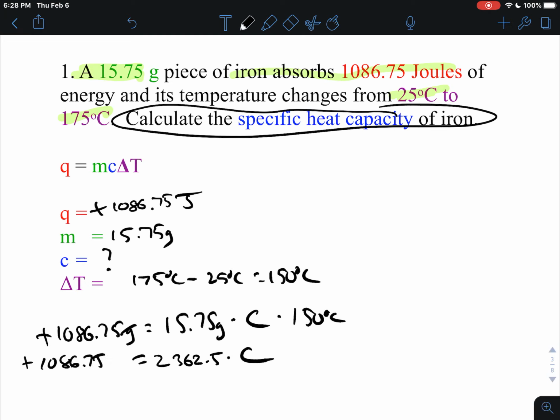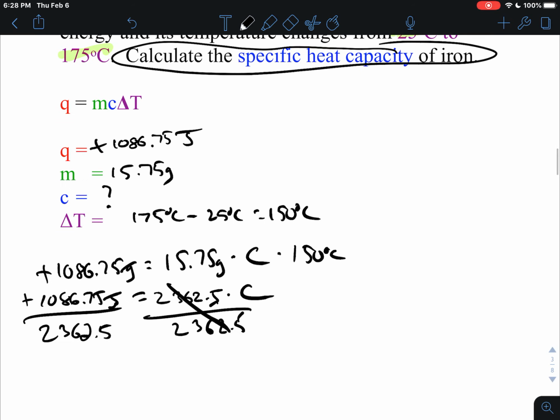Now we just need to divide both sides by 2,362.5. The 2,362.5 falls out over here, and 1,086.75 divided by 2,362.5 is 0.46. The unit for specific heat is joules per gram degrees Celsius.